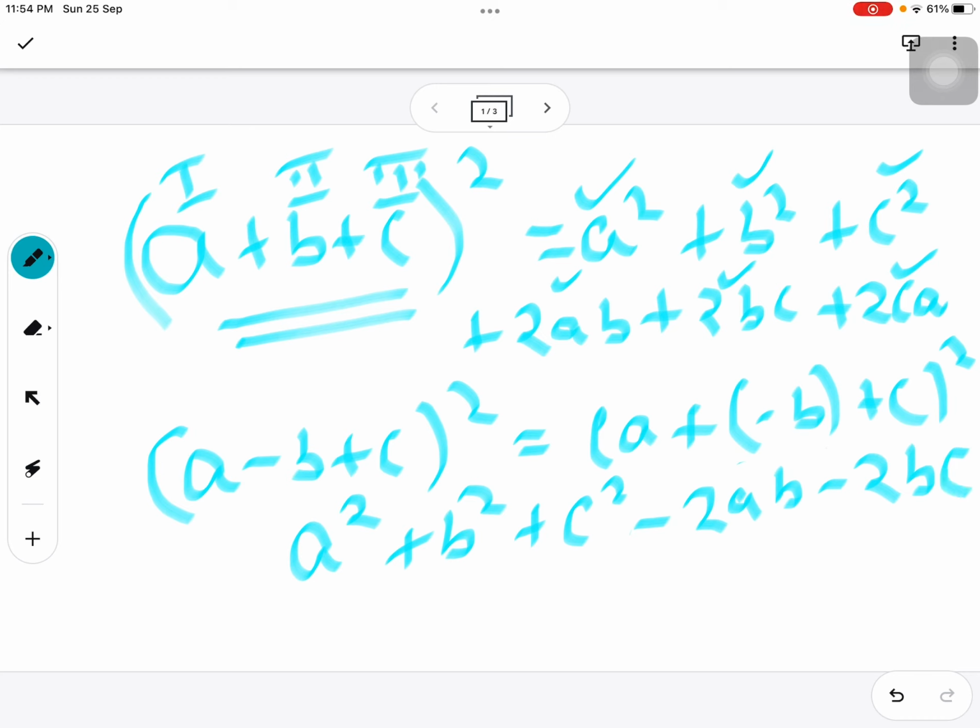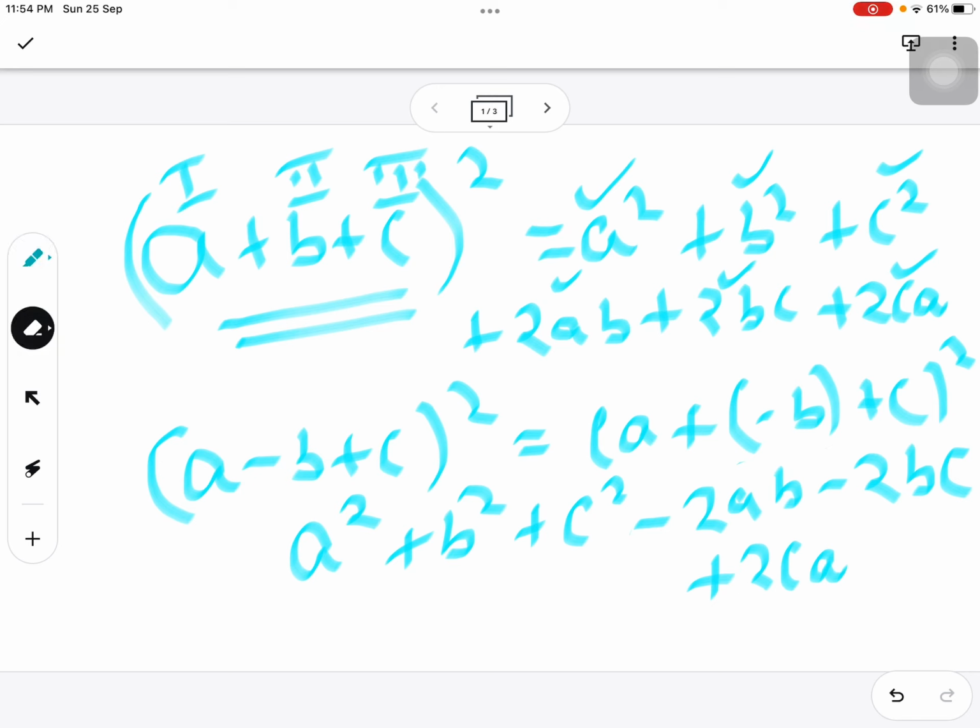Then you have 2 into the third term into first term. Here there is no change of sign. So that becomes simply plus 2ca. This is how you have to remember it. Okay, so I hope it's very clear, because all the students get confused at this point only. Instead of minus b, how you have to vary it, just instead of b you take a minus b and apply the same above formula.